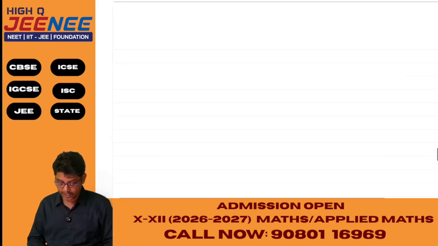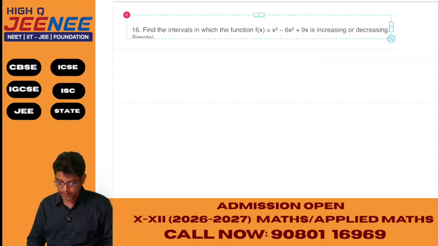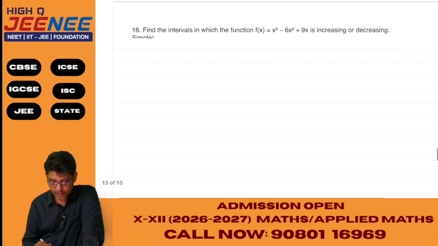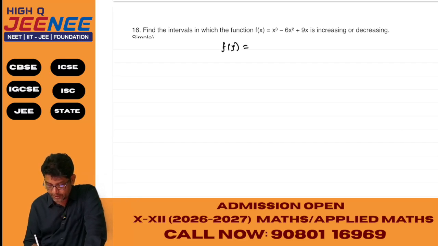So what is given? Let us pray to God that in the board exam also this type of simple question will be asked. So look at this. First, identify f of x. F of x is x cube minus 6x square plus 9x. What is f dash of x? 3x square minus 12x plus 9.